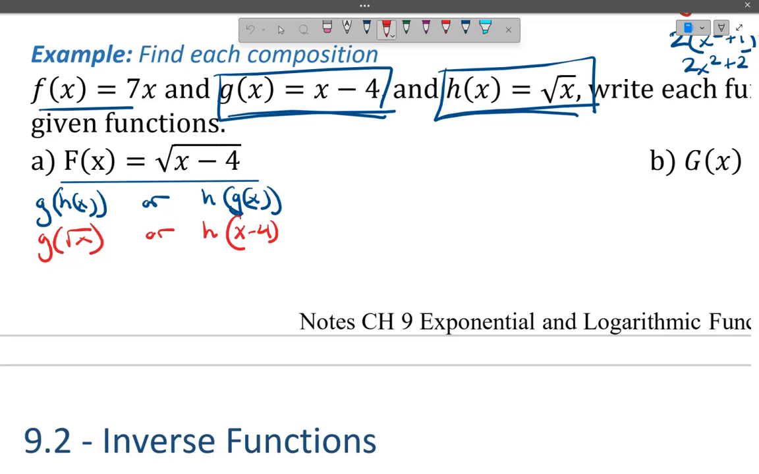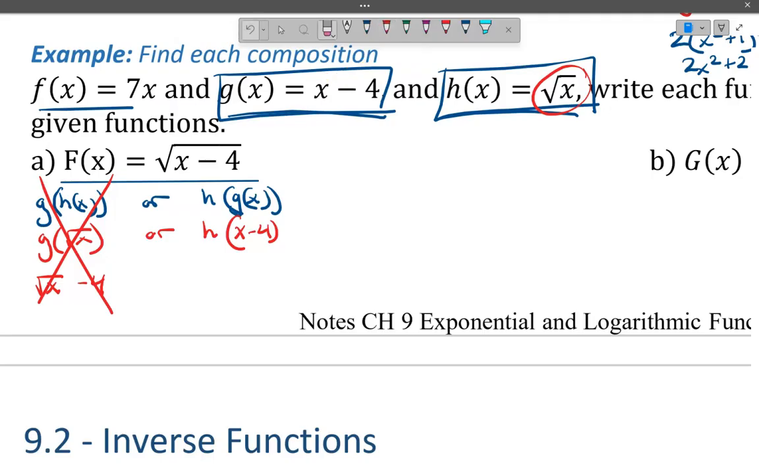So if we take our first one and we're taking the square root of x and we are putting it in for the value of x in g, we end up getting the square root of x minus 4. That does not equal the square root of x minus 4 because the minus 4 is not inside the radical. So this cannot be the right composition.